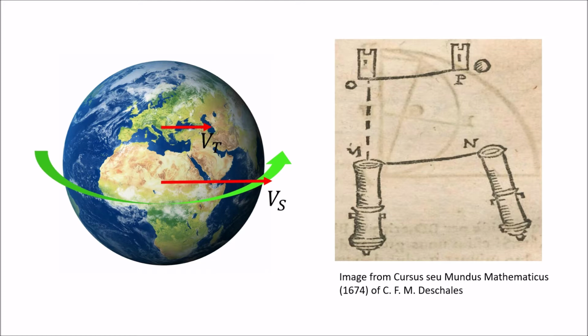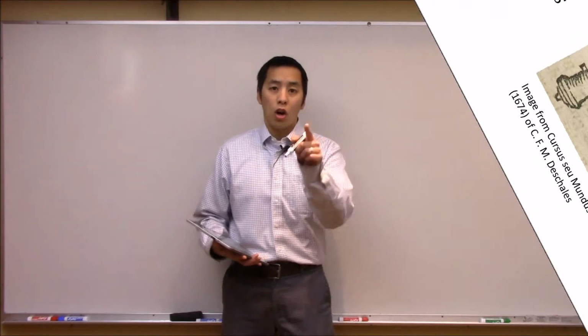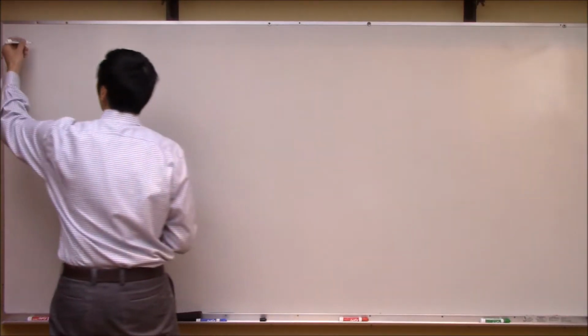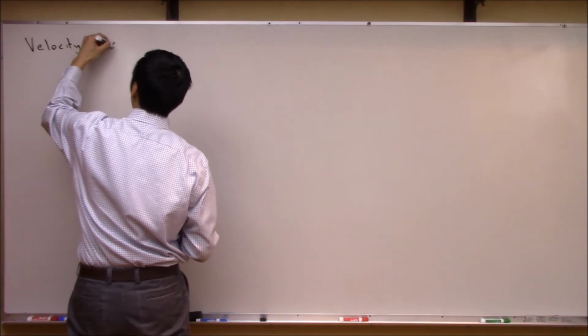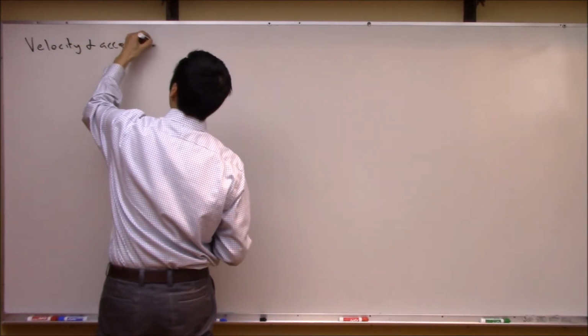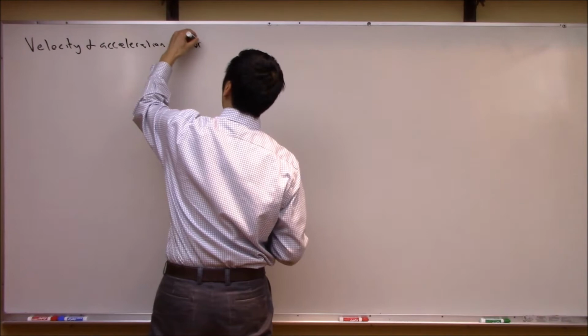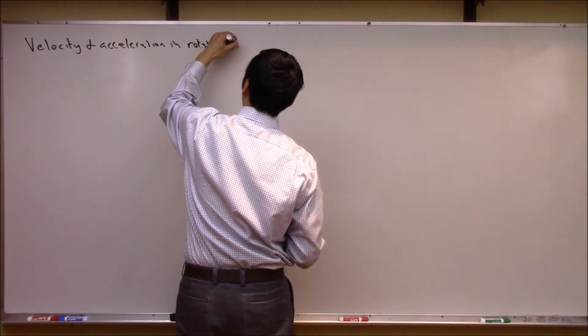It wasn't until almost 100 years later, in 1749, when Euler applied this knowledge to develop a formal modern expression for acceleration in rotating reference frames. Let's see if we can follow in his footsteps and derive an expression for acceleration in rotating reference frames. All right, so the goal now is to try to develop expressions for velocity and acceleration in rotating reference frames.